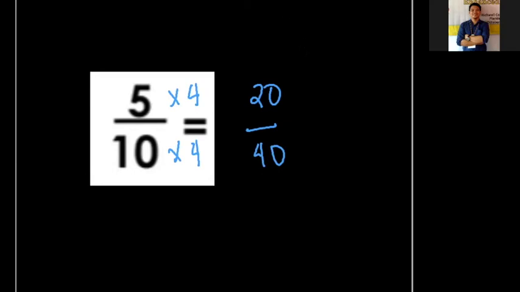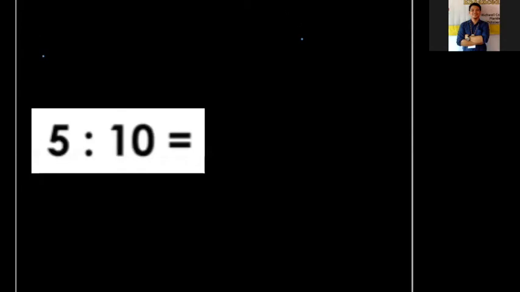But aside from multiplying, we can also divide, because both of them can be divided by 5. When we divide each of them by 5, we'll get 1 over 2. And 1 over 2 is the same as 5 over 10 as well. It is the same for ratio.